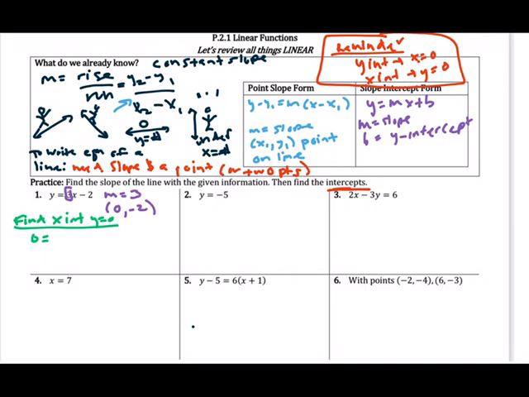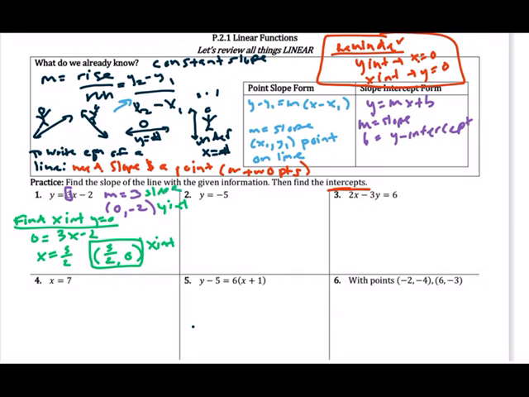So 0 equals 3x minus 2. Add 2 and divide by 3. We're going to get that x equals 3 over 2. And if I was going to write that as an ordered pair, (3/2, 0). So this is my x-intercept, my y-intercept, and our slope.